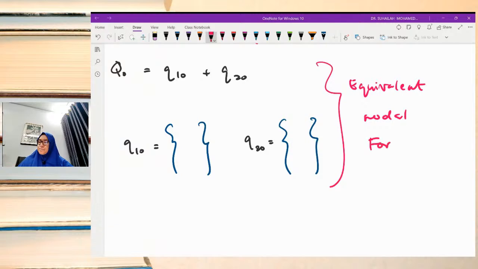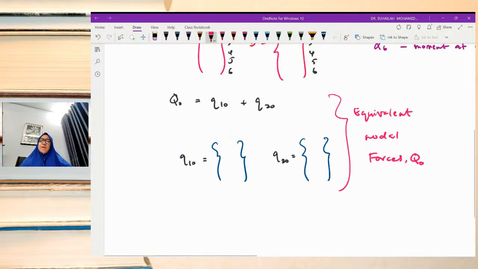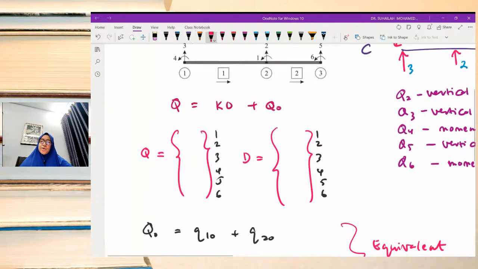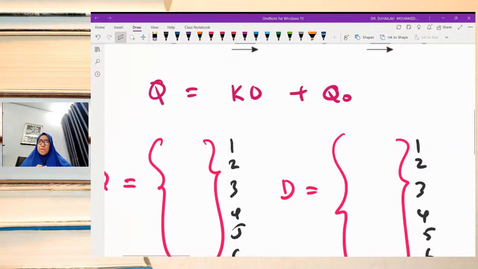Nodal forces Q naught. Because in the equation we have Q is equal to KD plus Q naught. When we analyze truss, Q naught exists whenever the truss has the effect from temperature changes or fabrication error. But we do not do that yet.